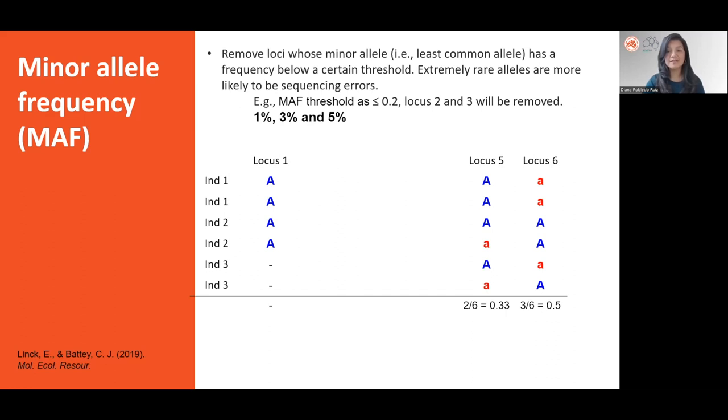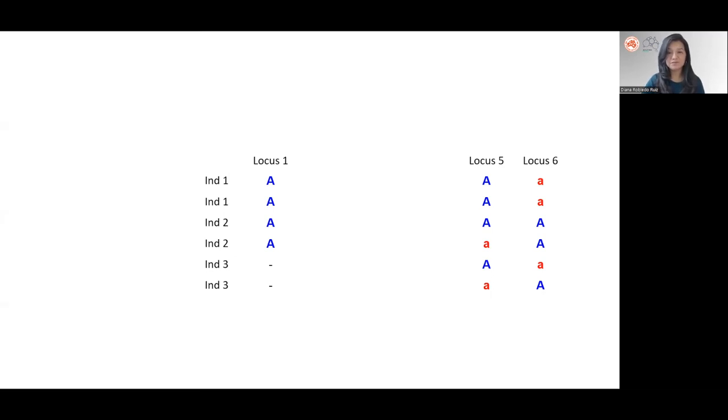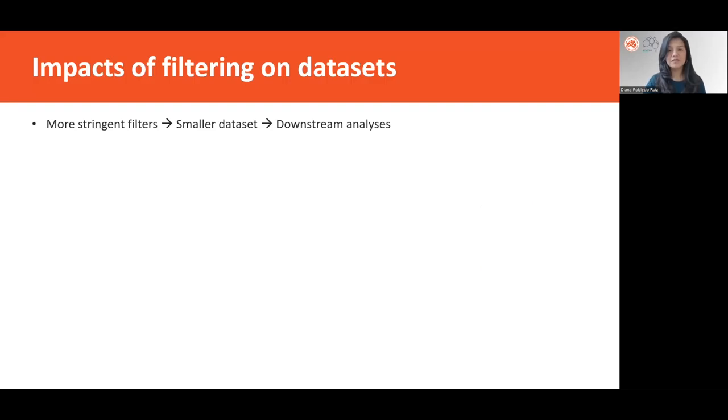Common thresholds of minor allele frequency are 1% as the least stringent filter, because it would only consider minor alleles with frequency of 1% or less as rare enough to remove them. Also 3% and 5%, which is actually the most stringent filter because even loci with minor alleles with frequency as high as 5% would be removed. As you probably noticed, applying filters not only means removing low quality data, it also means that the resultant dataset will be smaller. That's one of the reasons one has to be cautious when using filters.